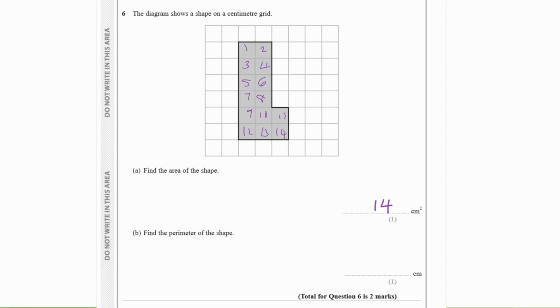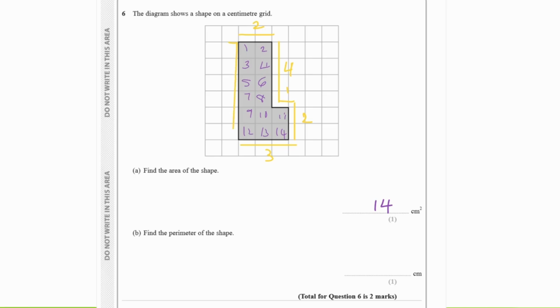The next part says find the perimeter of the shape. So for the perimeter, we count the whole length around the shape. So this length here is 2. We then add this length here, which is 4, which gives us 6. If we add 1, that gives us 7. We then have another 2 boxes, which gives us 9. We have another 3 boxes, which gives us 12.